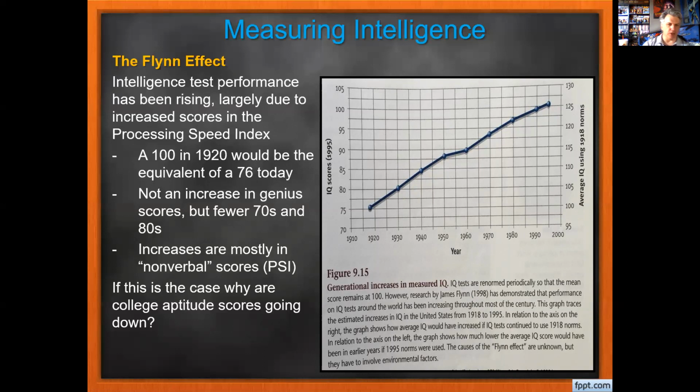A lot of people will make an argument, they'll go, well, what about a test like the SAT? Everyone complains that the scores are going down. Part of the reason the scores are going down is you're taking a bigger population of people. Everybody's taking the SAT, as opposed to when I was in high school, when it was only people who were going off to college.